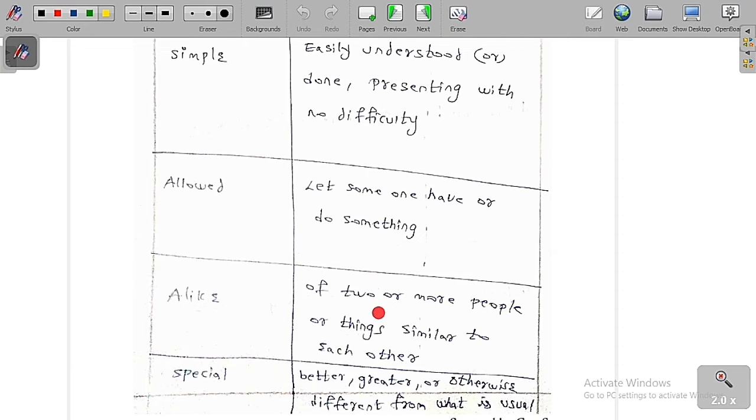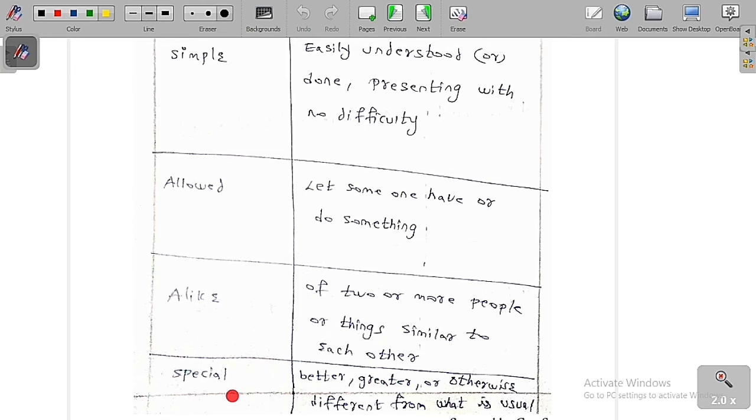Alike means of two or more people or things similar to each other. Alike means something which is very similar between two or more things. If you go to a shop to buy baskets, you can see a lot of things which are very similar to each other. So we call it alike. Suppose if you see twins, you can clearly say they both are identical. So we can say they are alike, meaning they have similar characteristics.